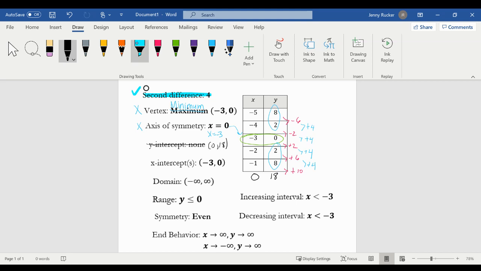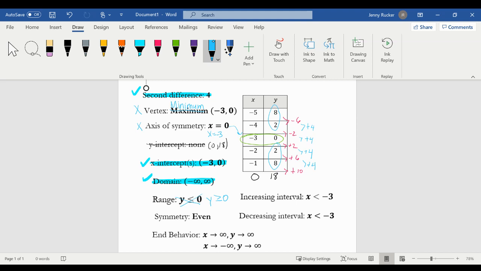Okay, our x-intercepts. The x-intercept is at -3, 0, and since that's our vertex and the minimum, it is the only x-intercept, so this is a true statement. The domain of this quadratic is -infinity to infinity, or all real numbers. Our range is not y is less than or equal to 0. -3, 0 is a minimum, so our range is y is greater than or equal to 0.